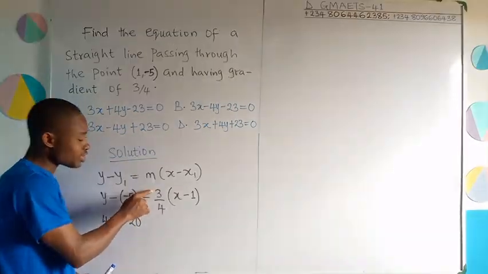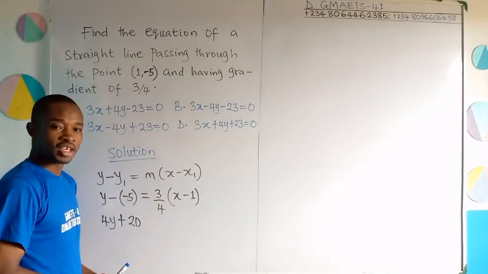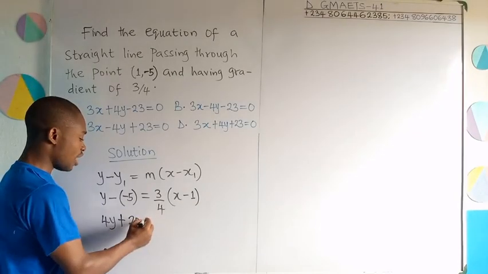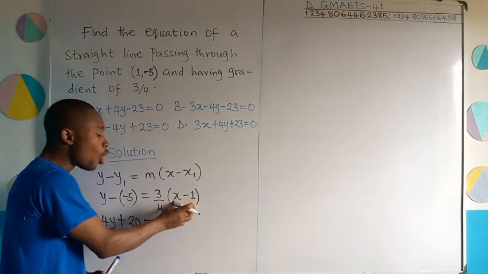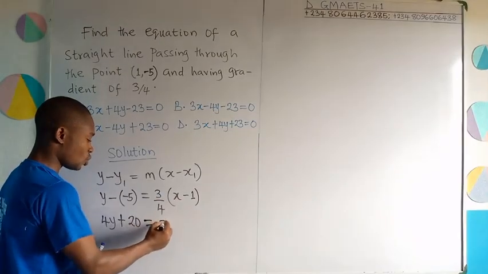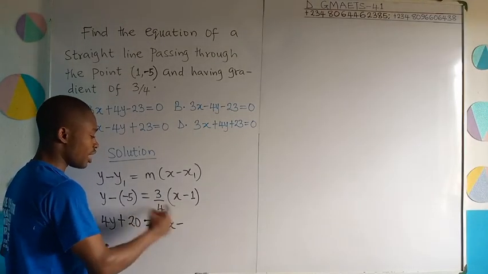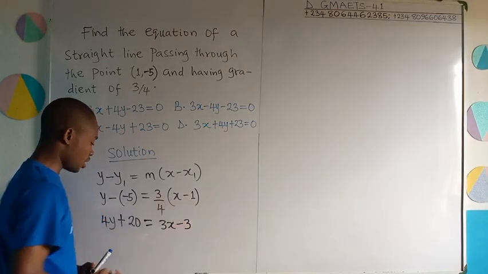In this case, 4 times this 3, that 4 will divide this 4. So they go off. Are you getting me right? And we will be left with 3. Now that 3 is what we open up this bracket with. And so I'm going to do it once. 3 times x will give us 3x. Then minus 3 times 1 will give us 3.